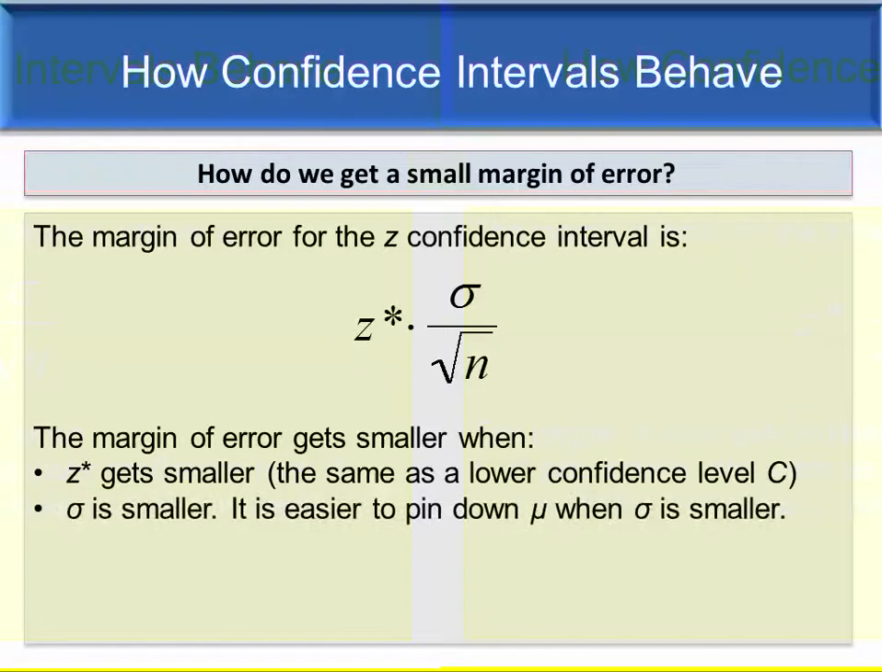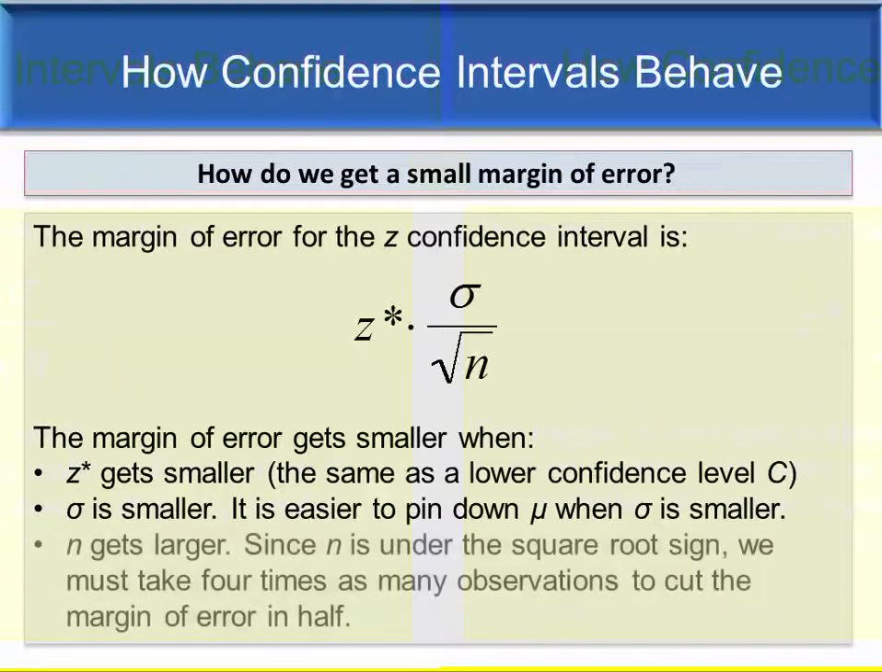Now think about what happens with standard deviation. It's the same type of thing as the Z star. Standard deviation tells us how variable our data is. So the smaller the standard deviation is, the closer our data approximates the mean. Remember the sampling distributions that we were talking about. When they get very, very tall and skinny, all the values are closer to the mean. So therefore a small standard deviation is going to result in a small margin of error.